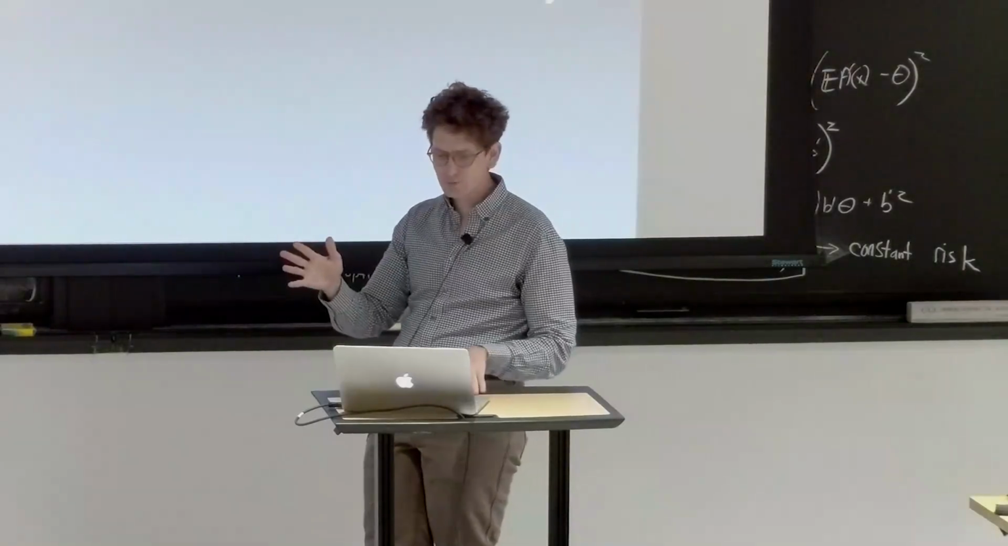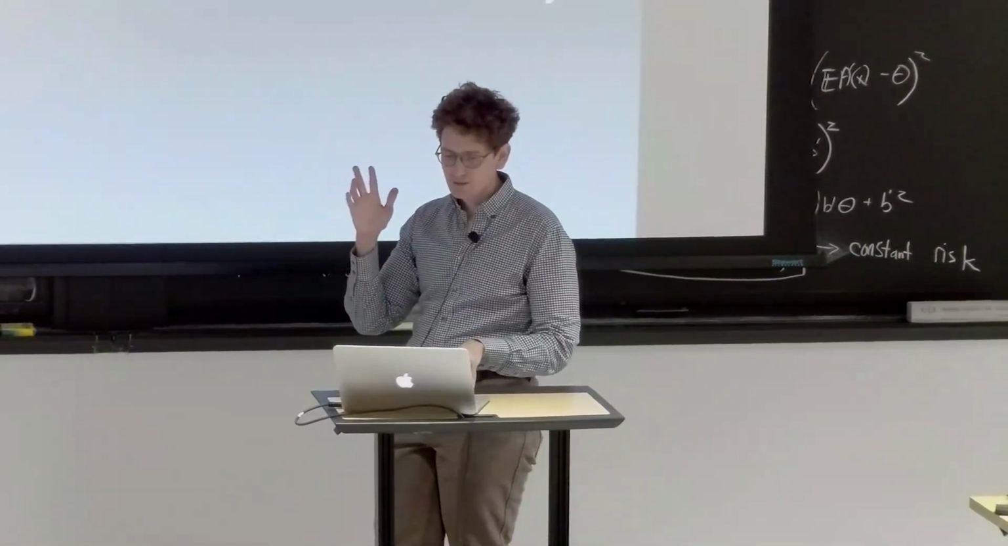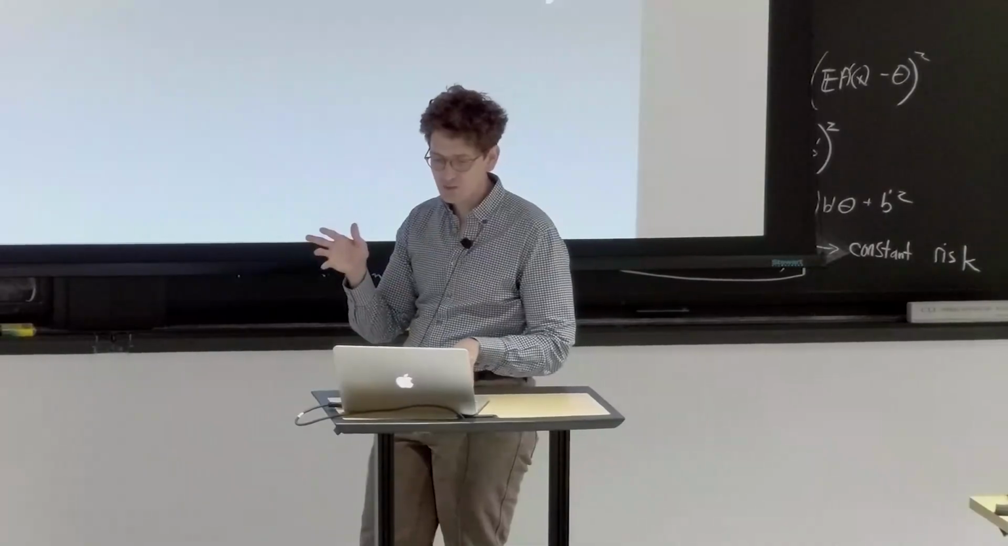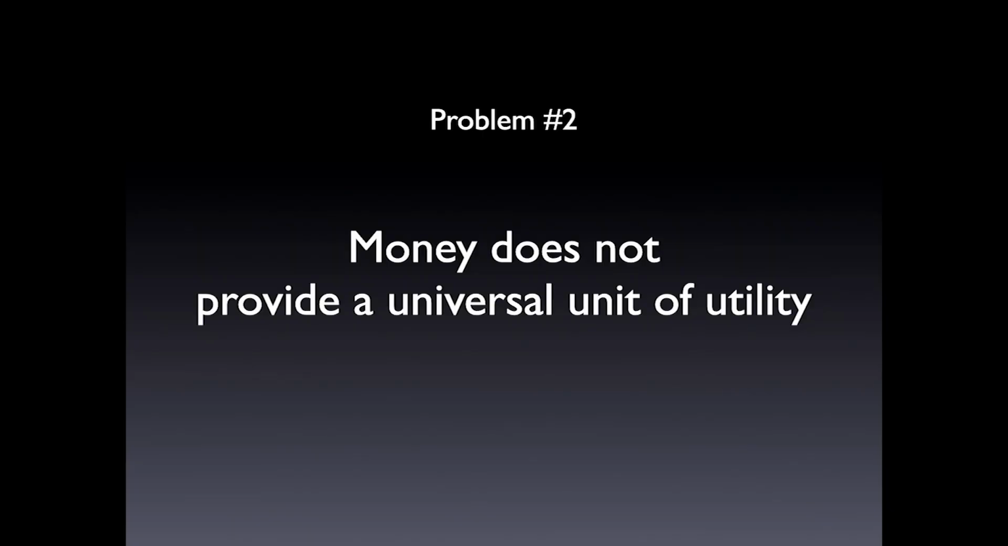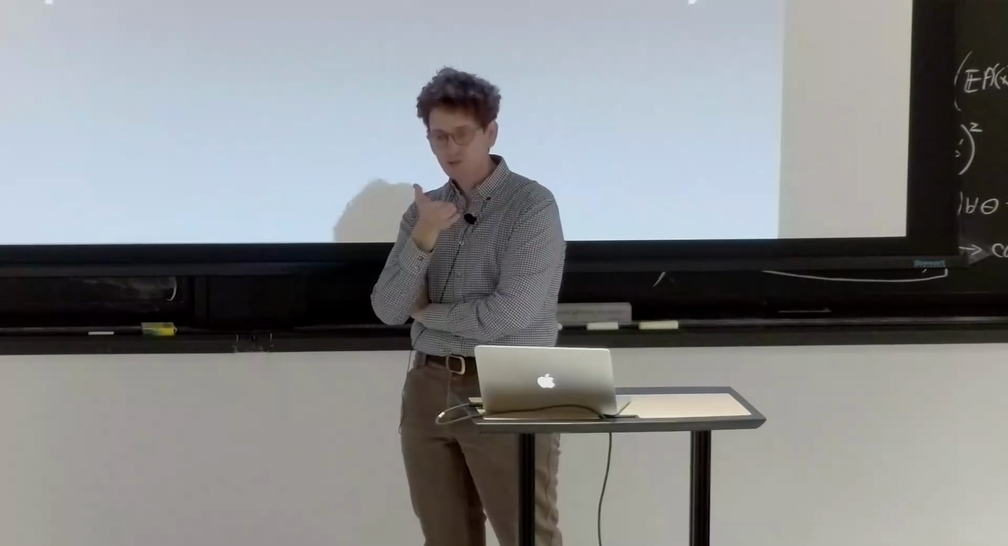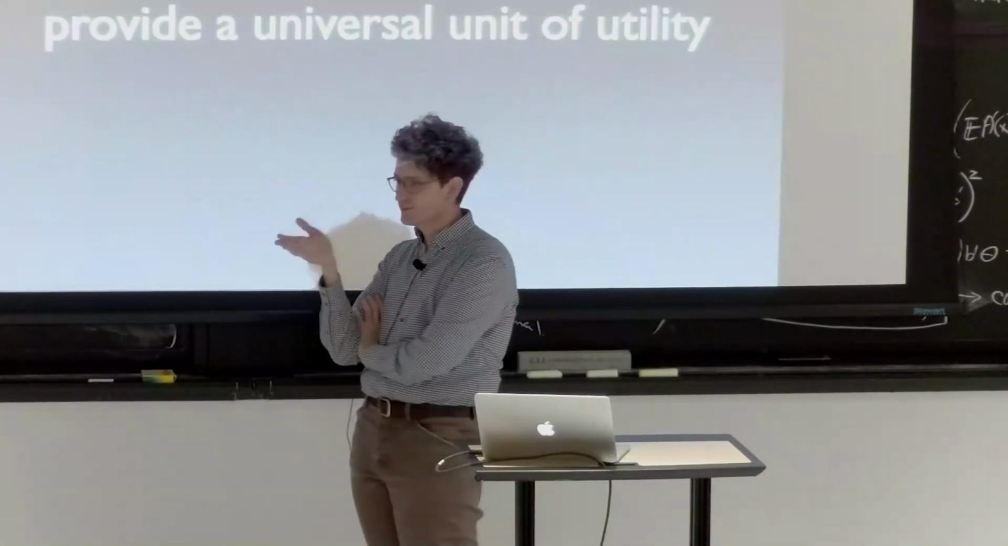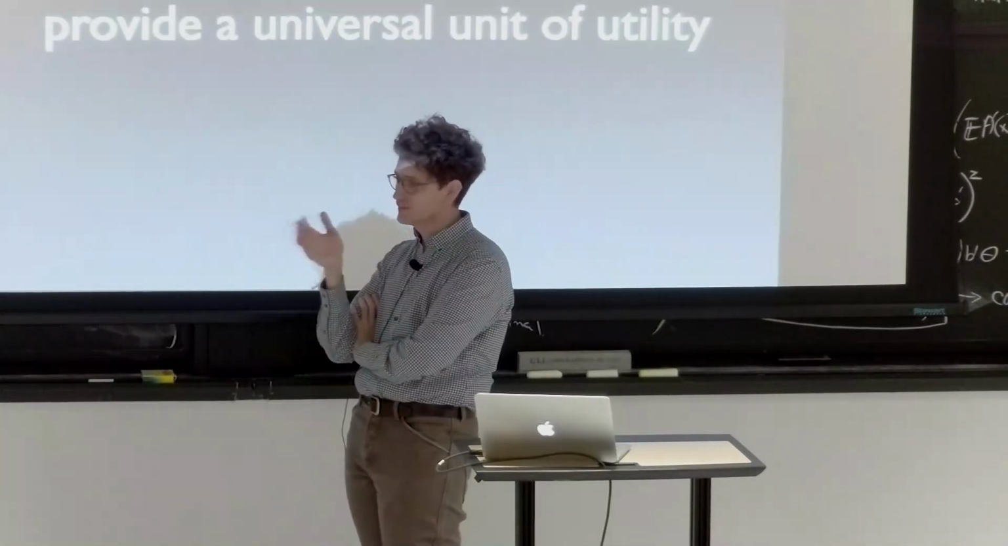So rule number one was that there are all these different types of valuations and that utility can't be measured. Rule number two is kind of an extension, that money is not a universal measure of utility between people. So $10,000 to you does not mean the same thing as $10,000 to Elon Musk, right?